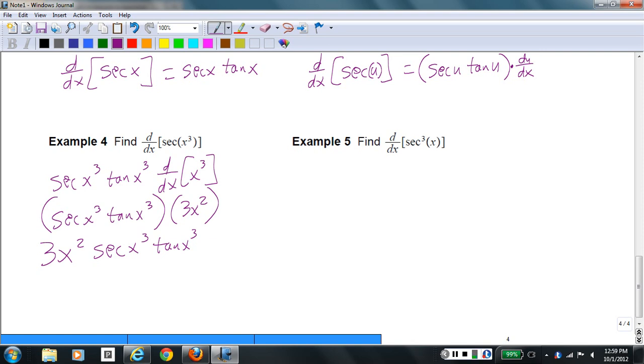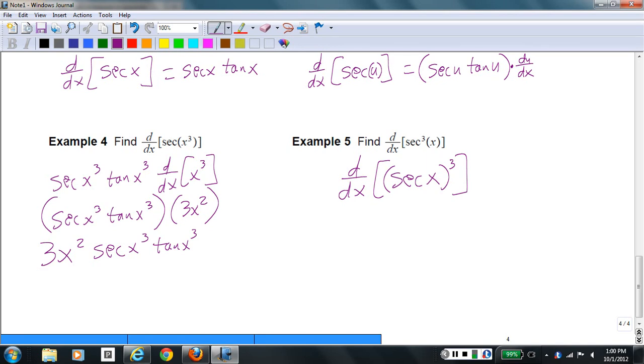I'd probably be well advised to write this not using the special notation we use for exponents with trig functions, but rather to write it like this: d dx of secant x cubed. So I haven't taken any derivatives yet, but that's what we mean when we say secant cubed x. We mean take the secant of x and then cube that. That's what that notation means.